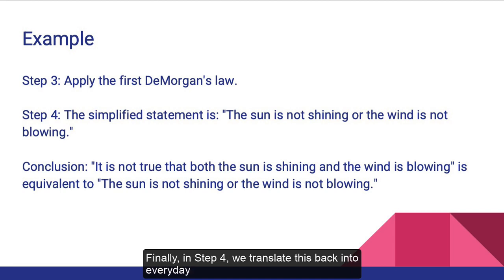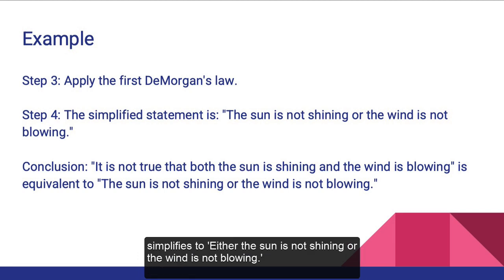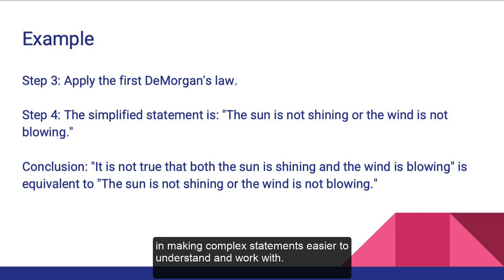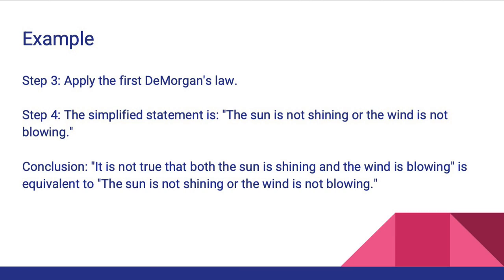Finally, in Step 4, we translate this back into everyday language. We find that our original statement, it is not true that both the sun is shining and the wind is blowing, simplifies to either the sun is not shining or the wind is not blowing. So we see that both statements are different ways of saying the same thing. This shows the utility of De Morgan's laws in making complex statements easier to understand and work with.